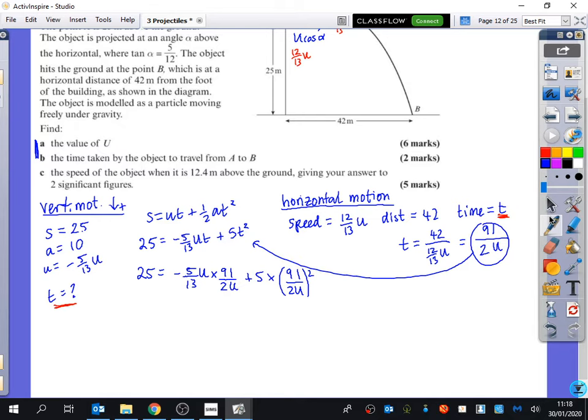So should we start simplifying this? What happens over here? The u's cancel out, and when you do 5 over 13 times 91 over 2, you get minus 35 over 2. And then in here, oh, not an equals. Make sure you square this correctly. So you've got 91 squared times 5 divided by 4. Seems a bit of a mess. 41405 over 4u squared. That's what I've got. We get some low values.